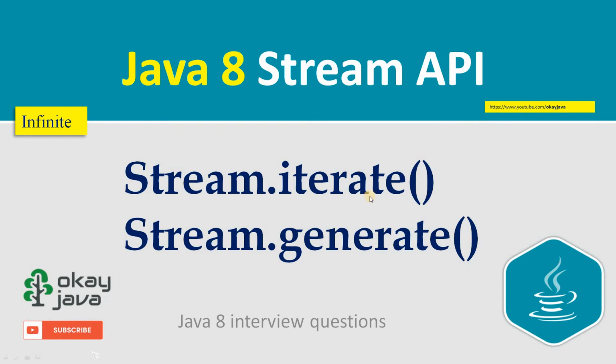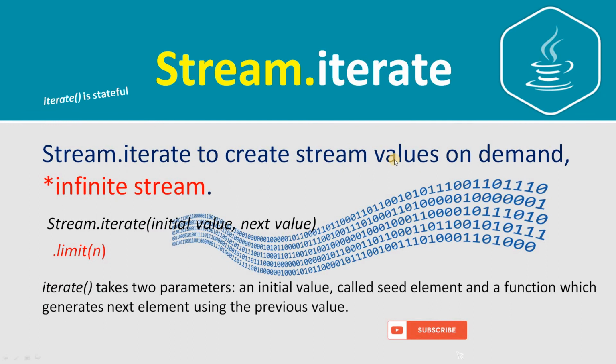Here we are talking about iterate and generate. These two functions generate an infinite stream of elements. The very first one is stream.iterate. We use this function to create stream values on demand. Very important point, it generates an infinite stream.